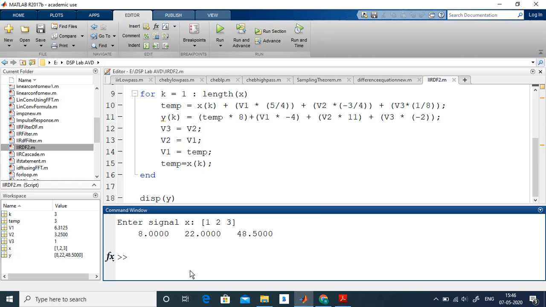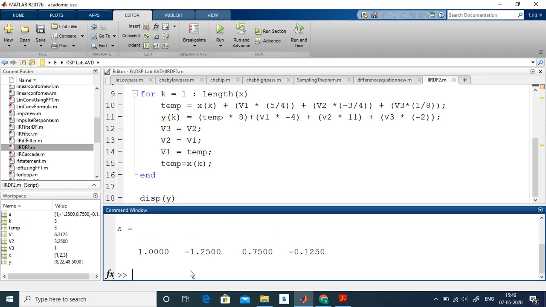A coefficients for that given problem are A is equal to 1, minus 5 by 4, 3 by 4, and minus 1 by 8. B coefficients are, that is b is equal to 8, minus 4, 11, minus 2.